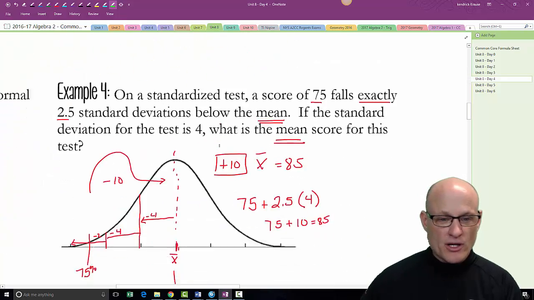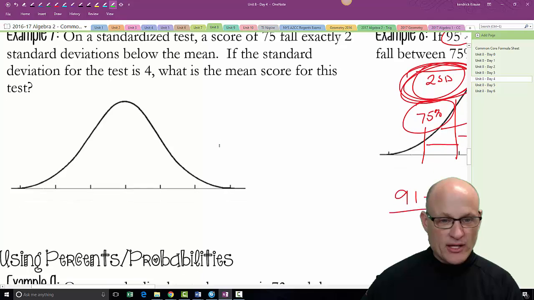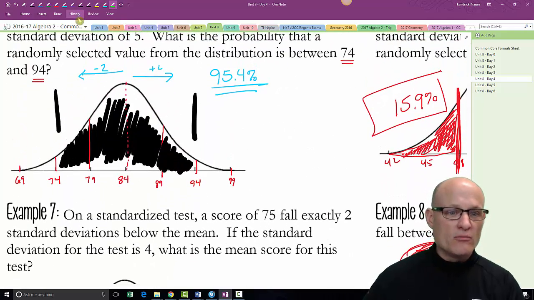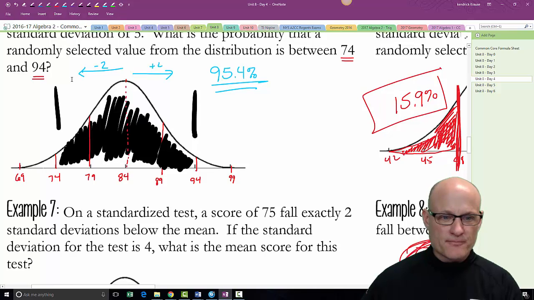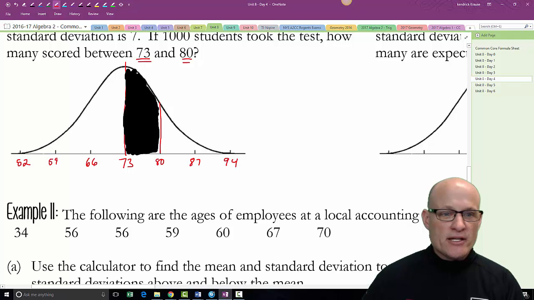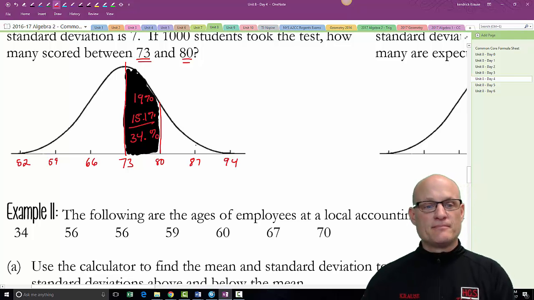Now, don't think that 0.1 is not important. It is 0.1. It's 10%, right? So where are we? Right here. So we know we're talking about this area right here. We're talking about 19% and 15.1%. So that's a total of 34.1% in that area.